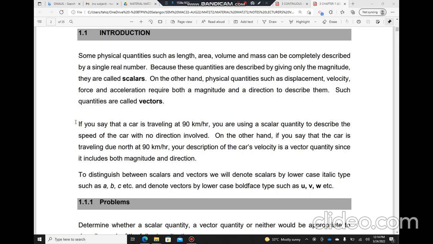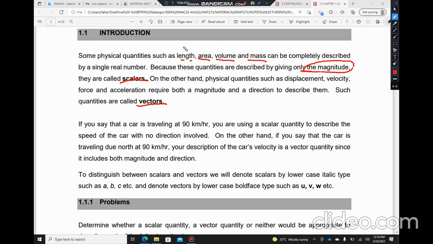Okay, so saya terangkan dekat sini. First as an introduction, kita kena tahu beza antara scalar and vector. Okay, we have scalars and vectors here. Apa beza scalar and vector? Kalau dia just only have magnitude, so we call it a scalar. For example, length, area, volume, mass.